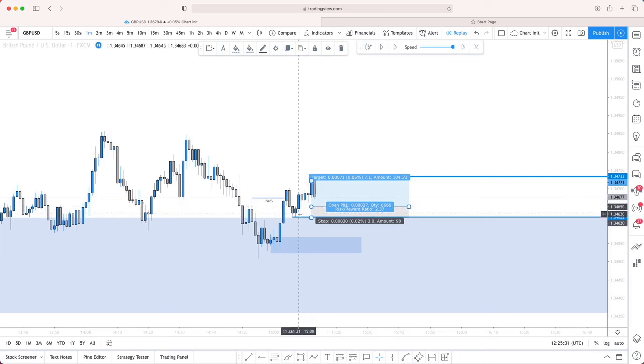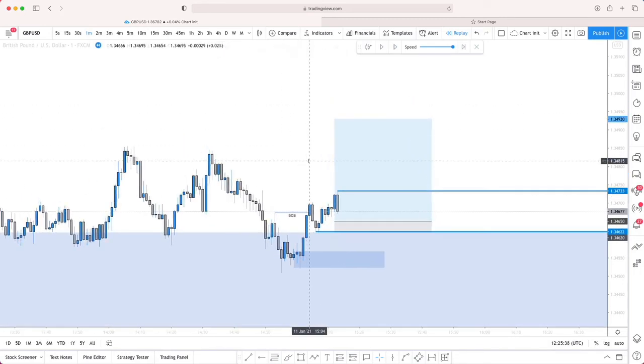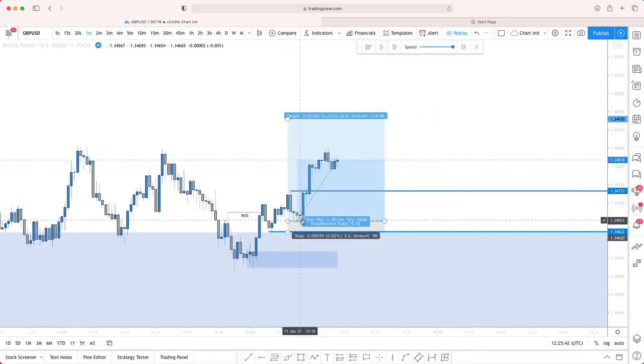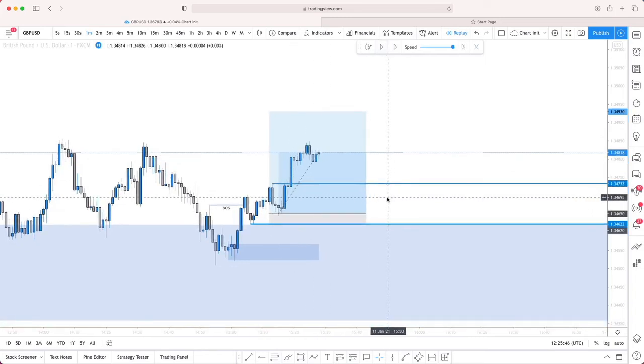If the open gives you a 5 pip or less stop loss, then use the open just so you don't miss the order. Okay, and let's see what happens. Does price react? It reacts perfectly. Once we break structure, we can move our stop loss to break even, but we'll explain trade management in the next video.